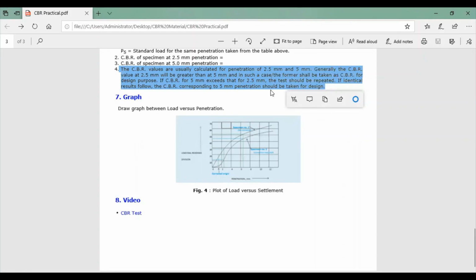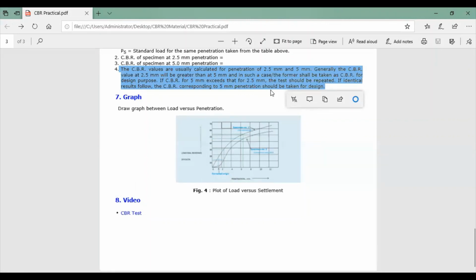Generally the CBR value at 2.5 millimeter will be greater than at 5 millimeter, and in such a case the former should be taken as CBR for design purposes. If CBR for 5 millimeter exceeds that for 2.5 millimeter, the test should be repeated. If identical results follow, the CBR corresponding to 5 millimeter penetration should be taken for design. So we have to check the CBR values, which are usually calculated for penetration of 2.5 millimeter and 5 millimeter.